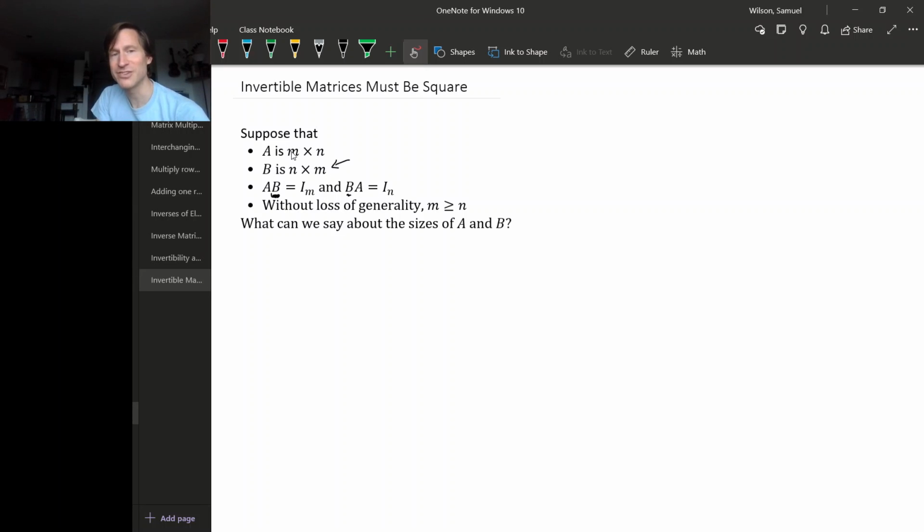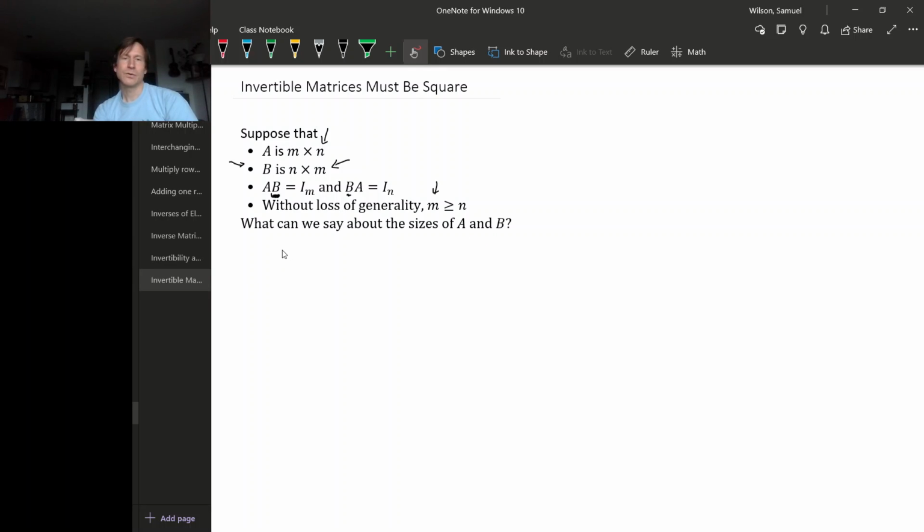Now, one of these numbers, m or n, is bigger than the other, and let's assume that it's m. If actually A has more columns than it has rows, then B will have more rows than it has columns, and so we can just switch the names of everything so that A is the one that has more rows. So without loss of generality, we can assume that m is greater than or equal to n. So what can we say about the sizes of A and B? Our goal here is just to show that they have to be square and the same size. But why is that the case?